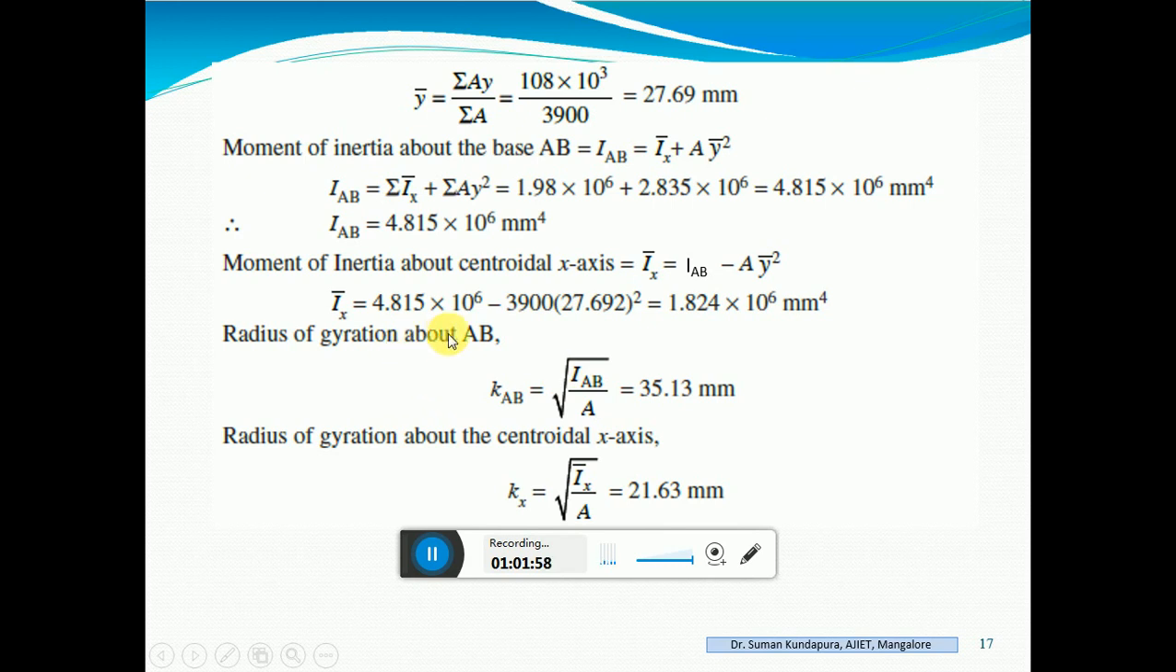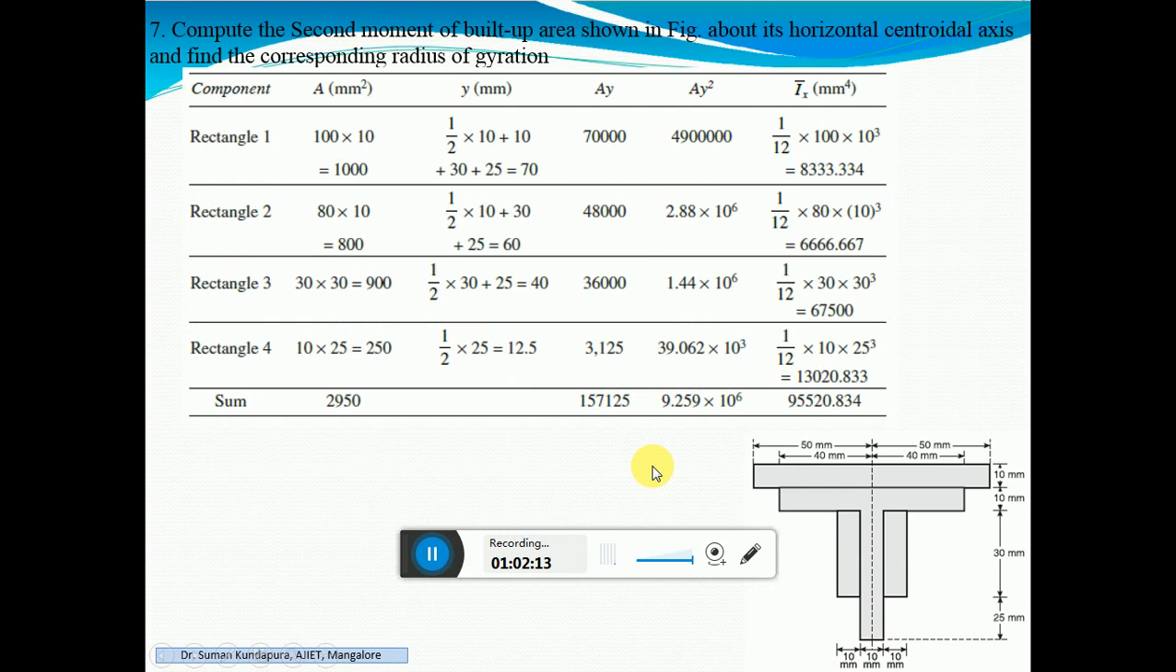Find out what is the radius of gyration about AB, that is K_AB, and the radius of gyration about the centroidal axis, Kx. Substitute the respective values and find out what is K_AB and Kx. Okay.